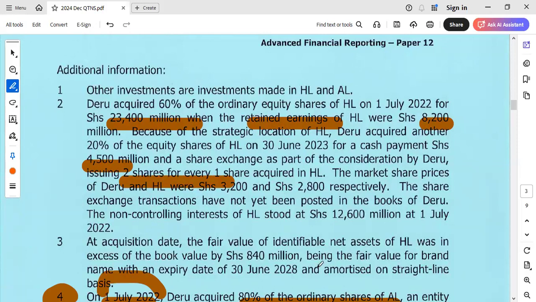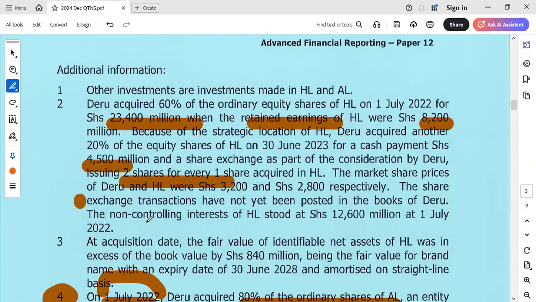Okay. The market share prices of Deru and HL. Now you're given also the market prices. There is a reason why you're given those market prices. The market share prices of Deru and HL were this respectively. The share exchange transactions have not been posted in the books of Deru. So we need to work on that, because it will have an impact on capital.